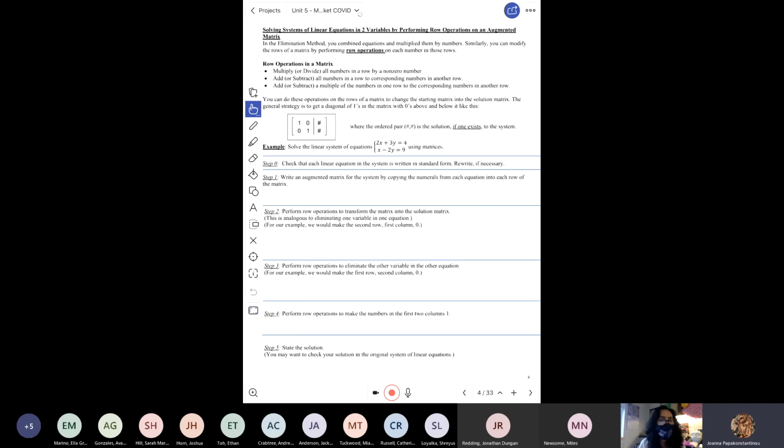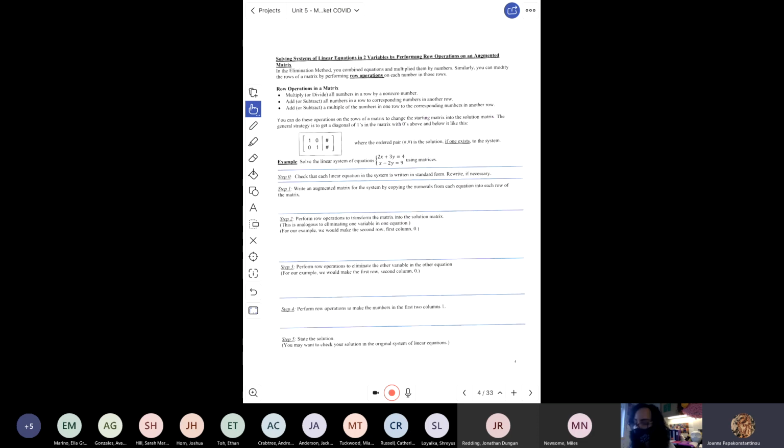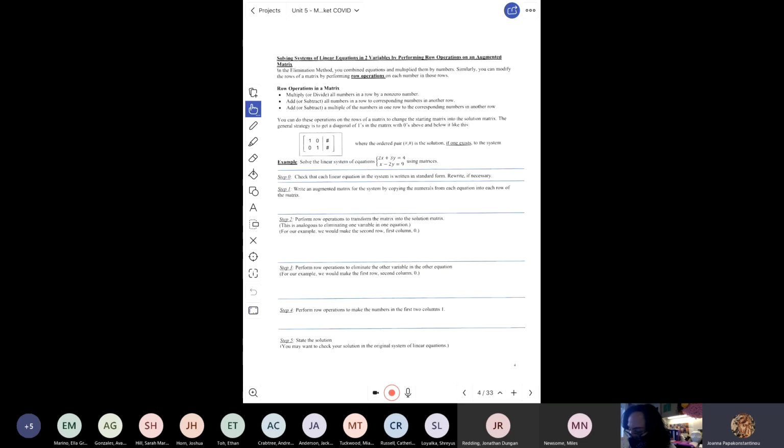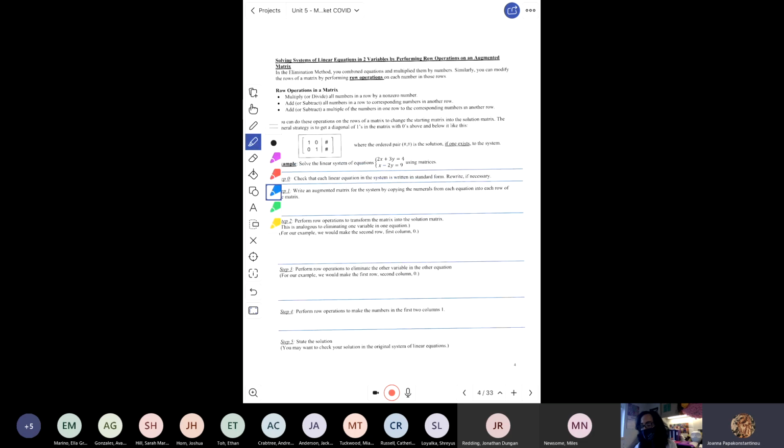Okay. Now, I said that we could solve systems by using matrices, by augmented matrices. To do that, I need to use the elimination method. But instead of performing operations on my equations, remember each equation is a row, so I'm going to perform what is known as row operations. Now, what are valid row operations? What can I do to my rows?